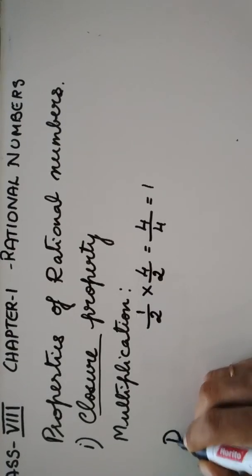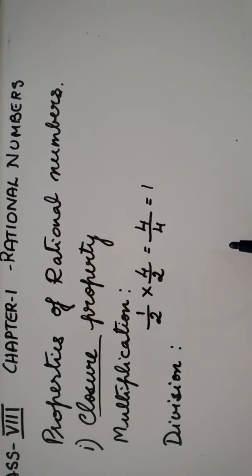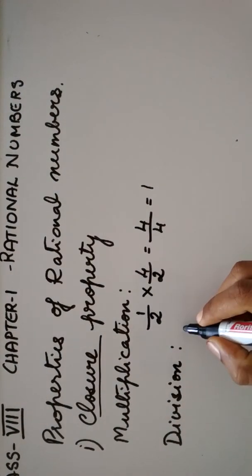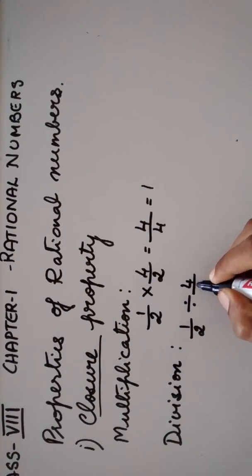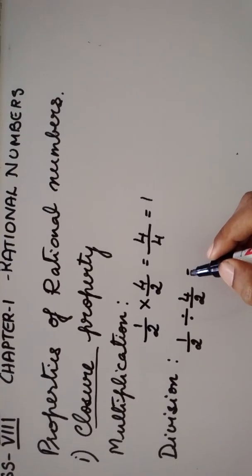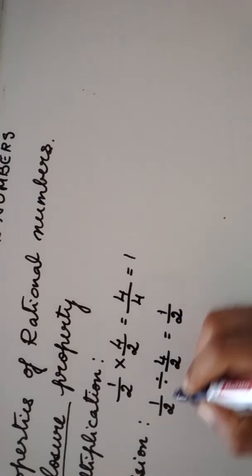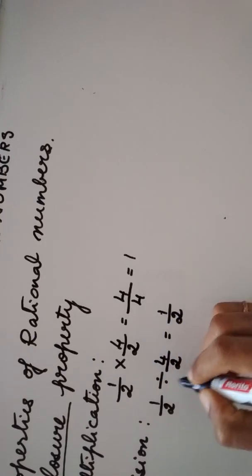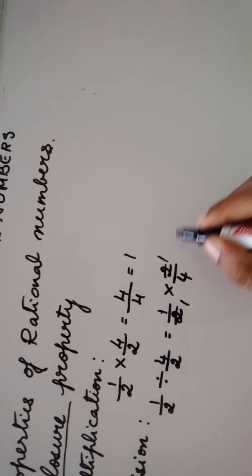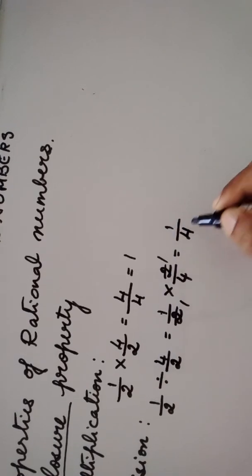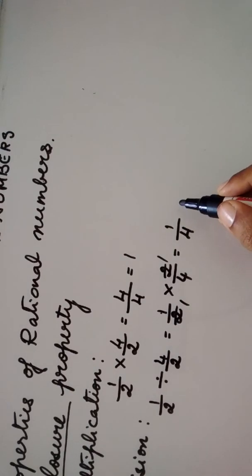And the next, let us check with division. Here we'll take the same thing, 1 by 2. Since it is division, divided by 4 by 2. So how to solve this? Now to divide, I need to take the reciprocal of this, so it becomes 2 divided by 4. So 2 1s are 2, and I'll get 1 divided by 4. Again, this is a rational number.